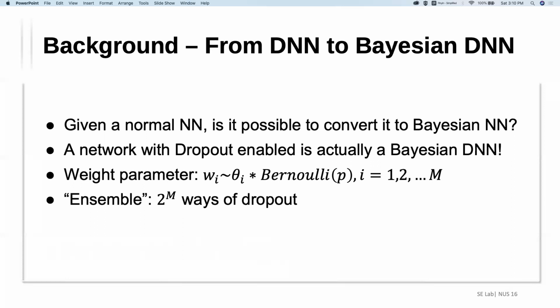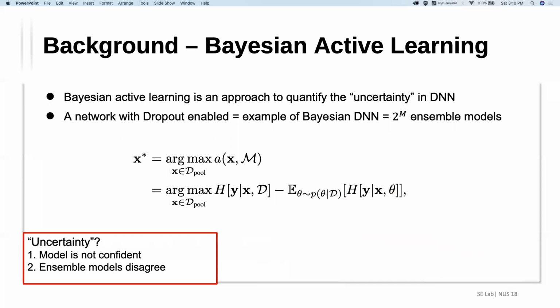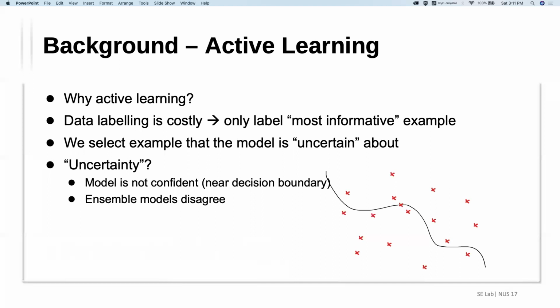Because I want to talk about Bayesian active learning, I will also briefly introduce what active learning is. The intuition is that data labeling is costly, so we want to only label the most informative examples. Informative means we select examples that the model is uncertain about. How do we quantify uncertainty? There are 2 definitions. The first definition is that the model is not confident. That means the sample lies near the decision boundary. The second definition is that if I have n ensemble models, those ensemble models disagree.